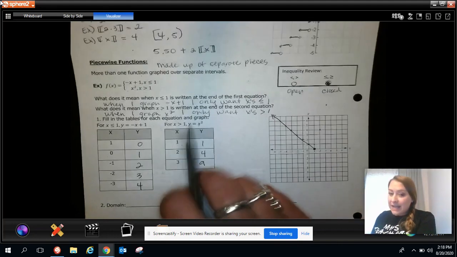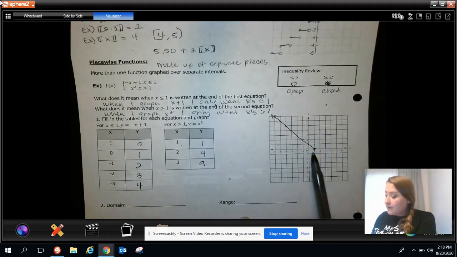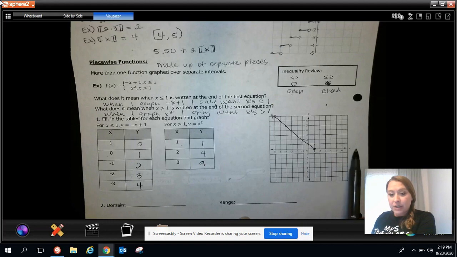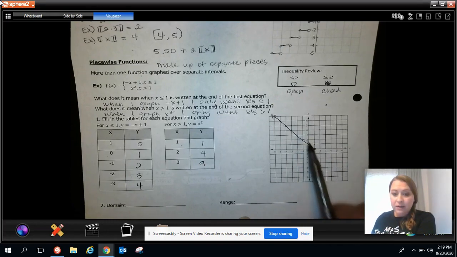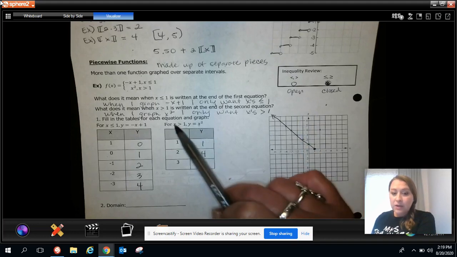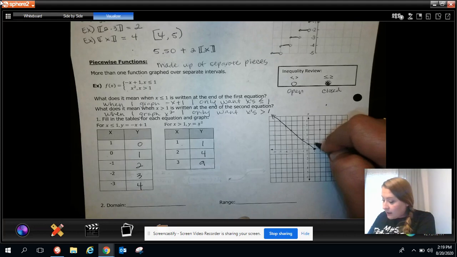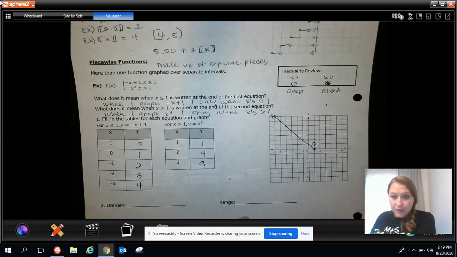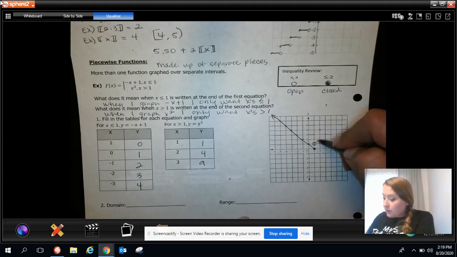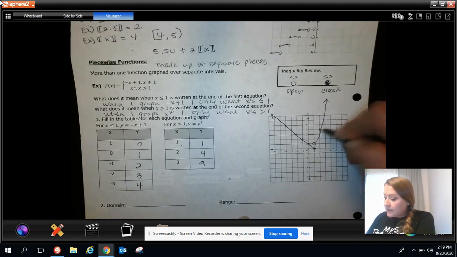My restriction says everything greater than 1. So that means all the x's in this direction, I want to graph, which means I don't have to fill out the rest of the quadratic on this side because that would be everything less than 1. And notice there's no equal to sign, so this is in fact going to be an open circle there, not a closed circle. Then when I graph the quadratic, it's going to go upwards like that.